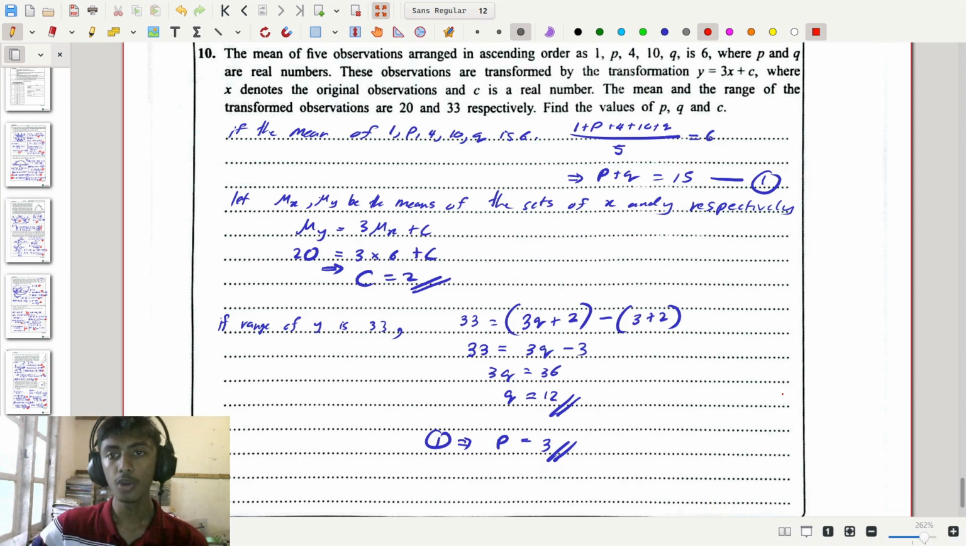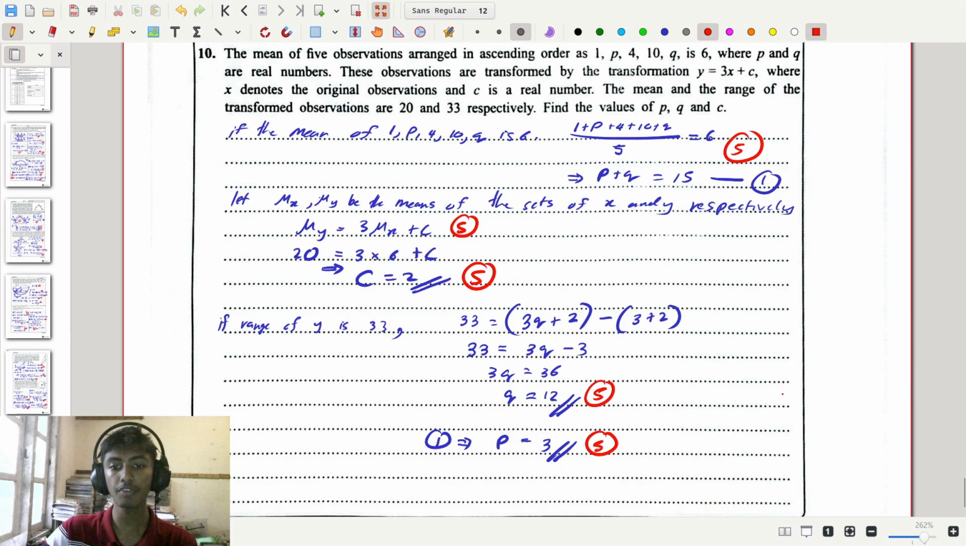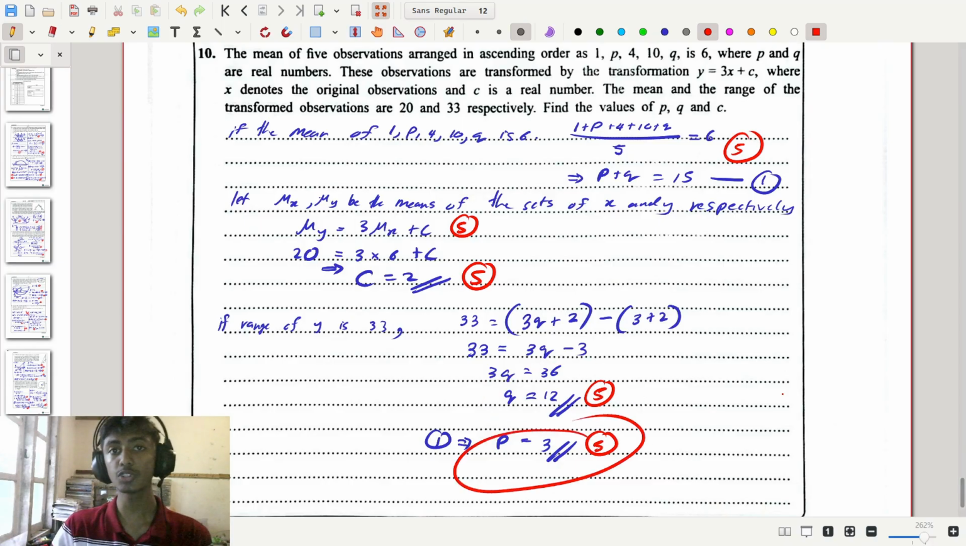So for this question, when you write down p plus q equals 15, it's alright, you still get the marks for that. After this, when you relate mu x and mu y, and you see that mu y is 3 mu x plus c, and you substitute and simplify to c equals 2, for getting this equation you get 5 marks, and for getting c equals 2, you get another 5 marks. Now after this, when you use the range calculation to get q, you get 5 marks, and when you get p, you get another 5 marks. So overall 25 marks, 5 for this, 5 for this, 5 for getting c, 5 for getting q, and 5 for getting p. And that is going to be all for this question.